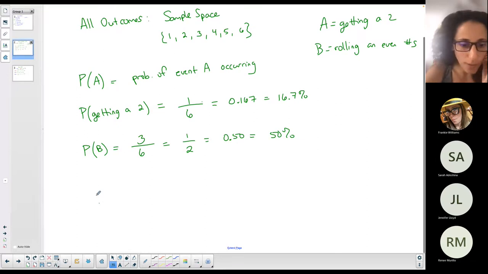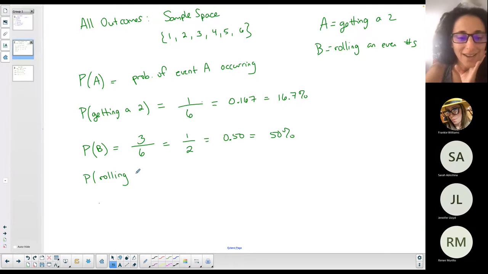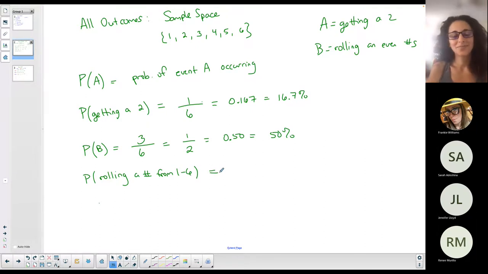Let's go back to this one. What if I said, what's the probability of rolling a 6? I'm sorry, rolling a number from 1 to 6, inclusive. Well, how many possible ways can I roll a number from 1 to 6? I'm rolling a 1 or a 2 or a 3 or a 4 or a 5 or a 6. I get 6 possibilities, right? 6 ways that this can happen, but only 6 particular outcomes. So I'm talking about the whole sample space, which is the only time that I get 1 or 100%.